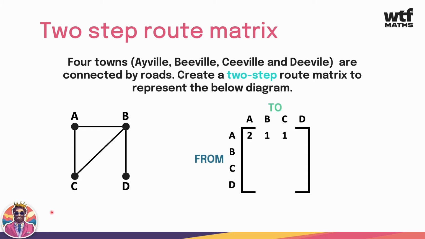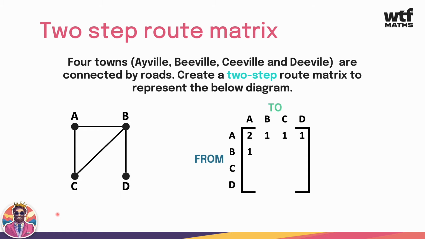Next, A to C is 1. Same idea. You'd go A to B and then B to C. And finally, A to D is 1 as well. And the only way you can get there is going from A to B and B to D. So just remember, you must take 2 roads. You must take 2 steps in a 2-step route matrix.